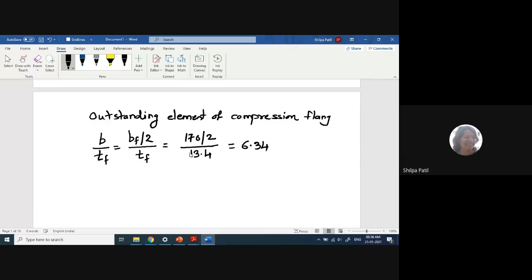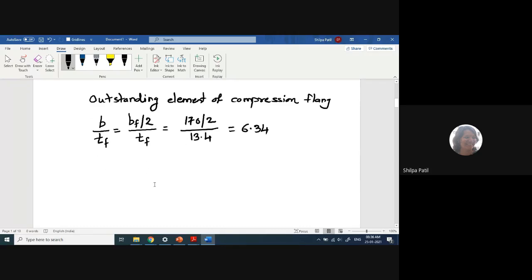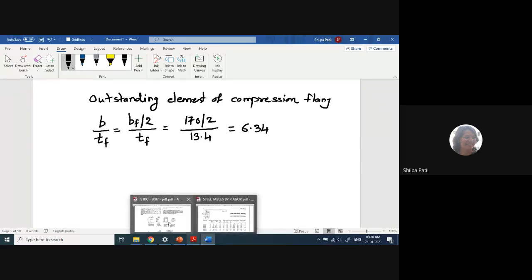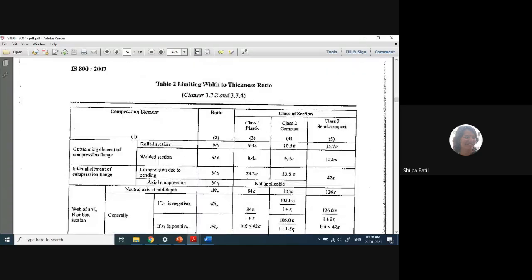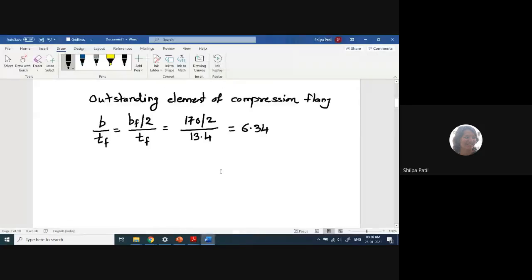6.34. Now we have to compare this value with the ratios given in Table 2 of IS 800. So if the B by TF value is less than 9.4 epsilon, the flange is plastic. We are calculating the class of the flange only right now.